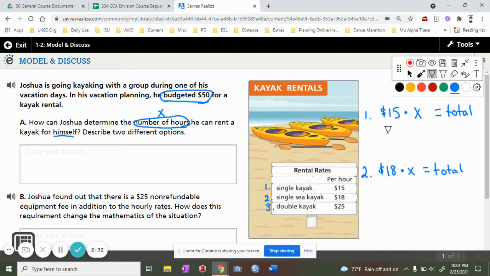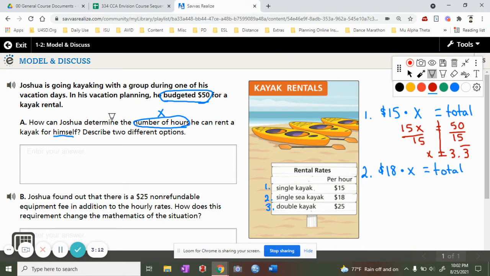So for each of these, how can I solve for x? Well, I know my total is 50, and we have $15 per hour. So I am going to solve this equation by undoing the multiplication on both sides. Divide both sides by 15, and we get x equals, and I believe this is 3.3 repeating. So a little bit more than 3 hours.